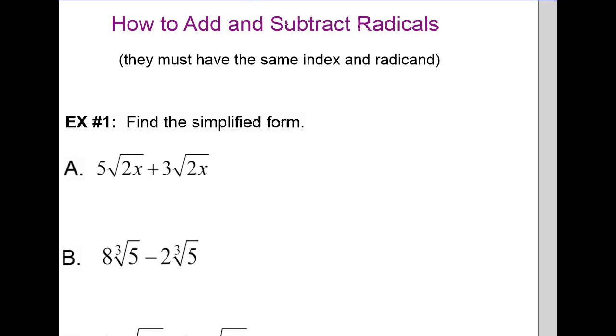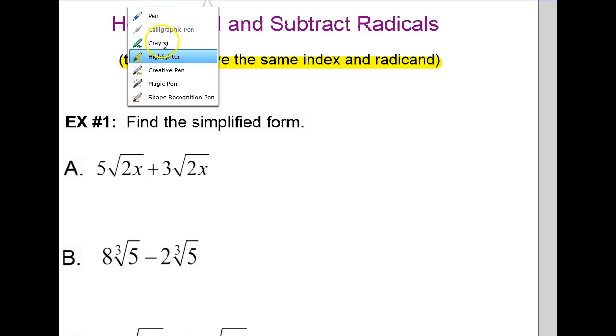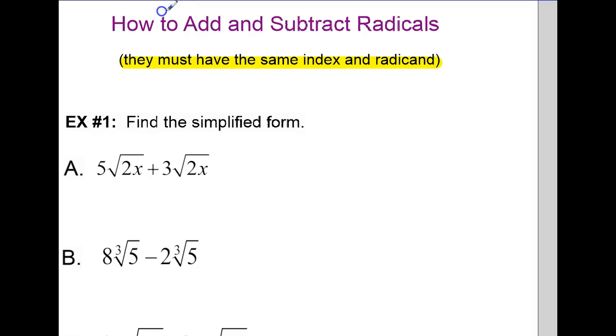So we're going to learn how to add and subtract radicals. What you need to remember is the only way we can do this is if they have the same index and same radicand. So we're going to take a look at a bunch of examples because I think it's the best way to illustrate it. So let's look at example A. I've got index of 2 and my radicands are 2x and 2x, so that's good.